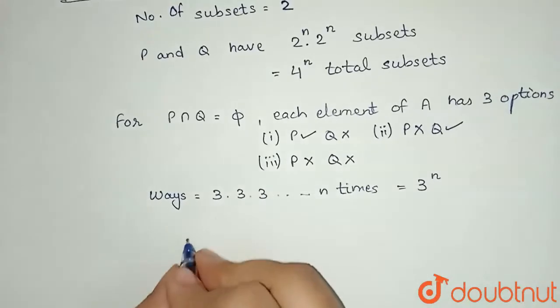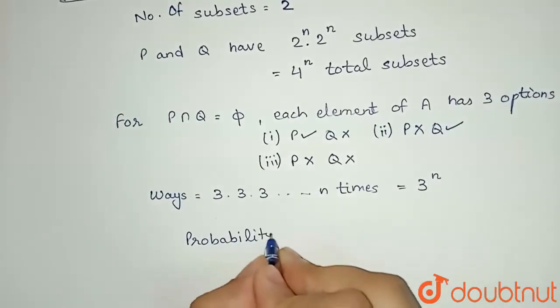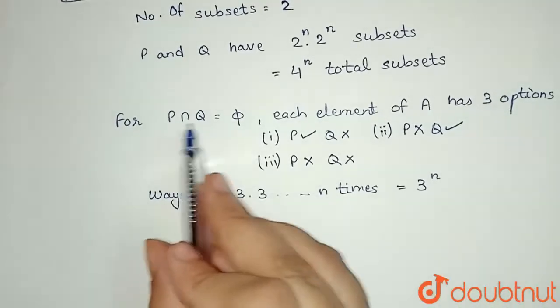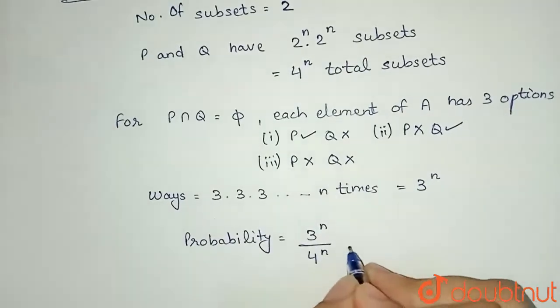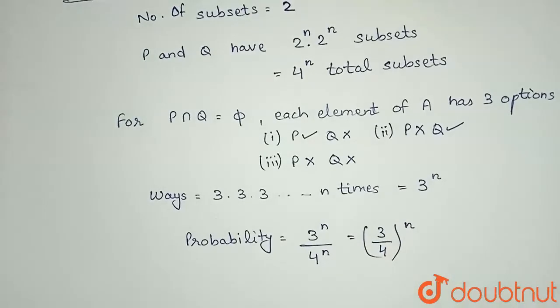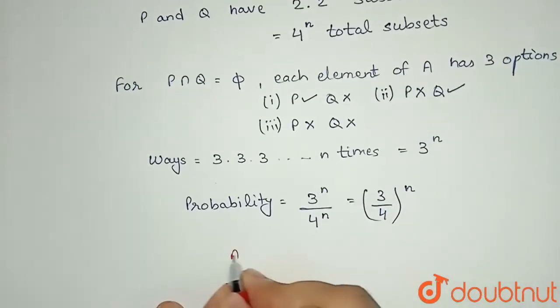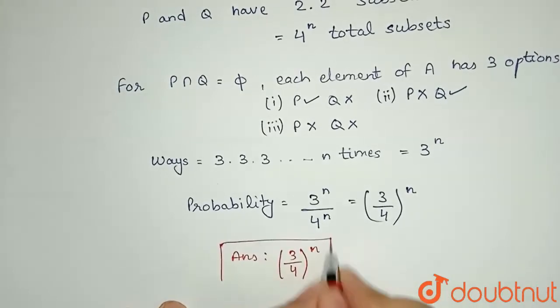Now, we need to find the probability. By the definition of probability, what are my favorable cases? P intersection Q equal to the empty set. That means 3 to the power n. And the total was 4 to the power n. So what is my probability coming here? 3 by 4 to the power n. So finally, I can write the answer: my probability comes to be (3/4) to the power n.